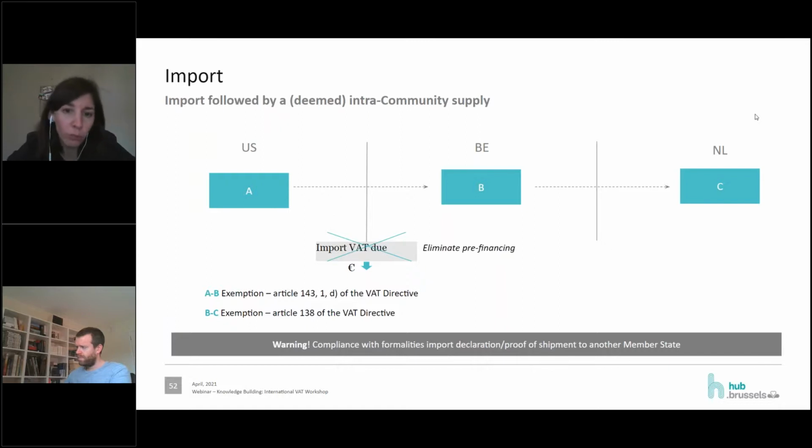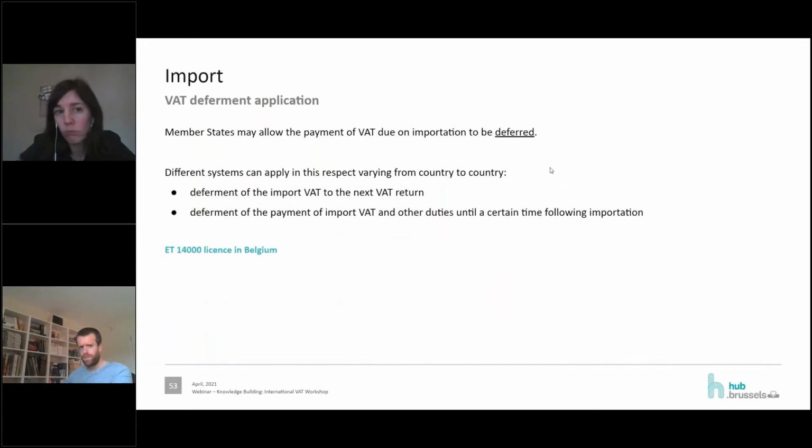Of course, pay attention, there's the compliance with the formalities of import declaration, and the proof of shipment, we discussed that earlier, to another member state should also be kept in mind in that respect. So in terms of cash flow, you do not need to pre-finance the import VAT due, which is one of the potential exemptions.